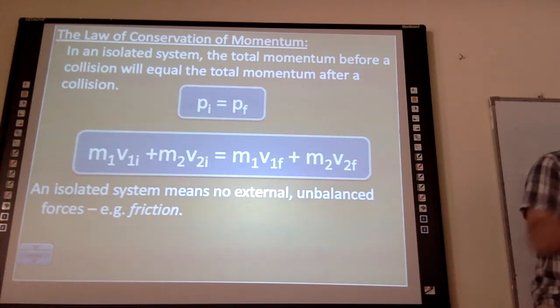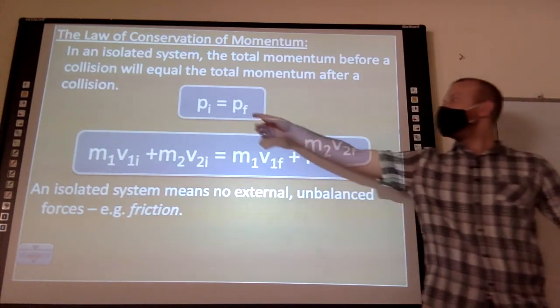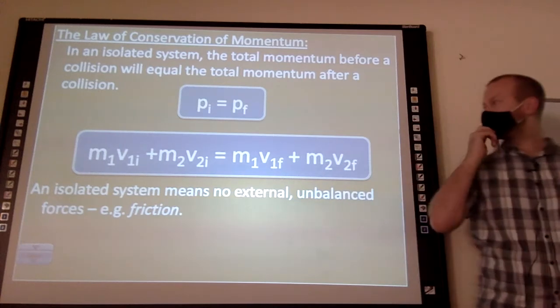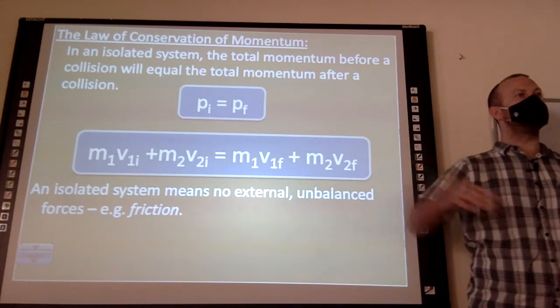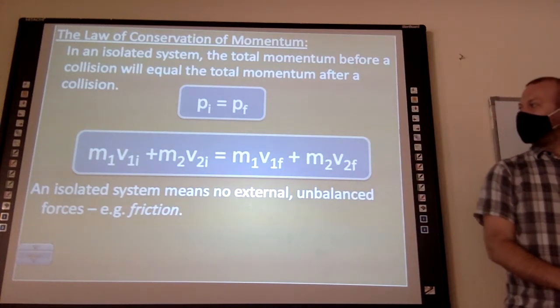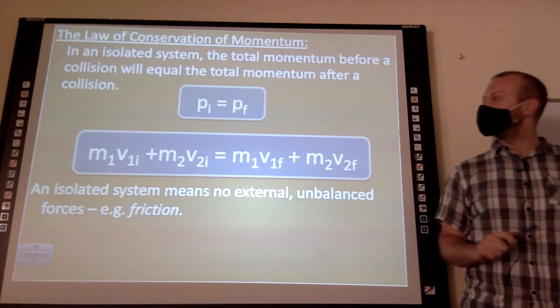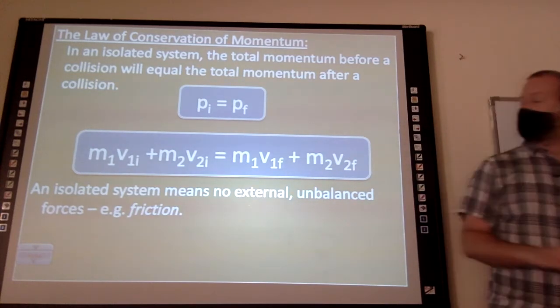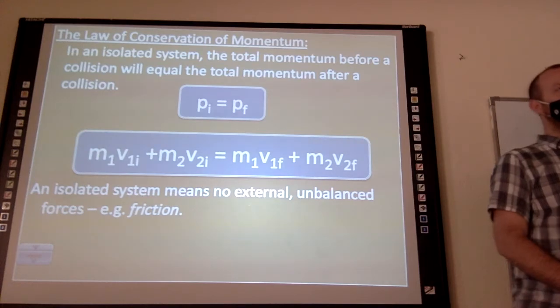So this should look very similar to what you saw with conservation of energy. Conservation of energy was the exact same thing: initial energy equals final energy. Except now we're going to do initial momentum. So you add all the momentum initially, add all the momentum final, and they'll equal each other.